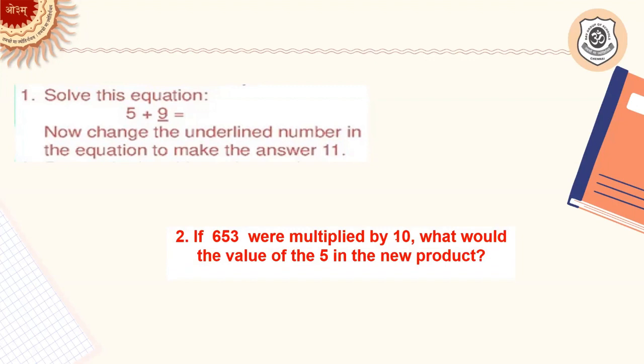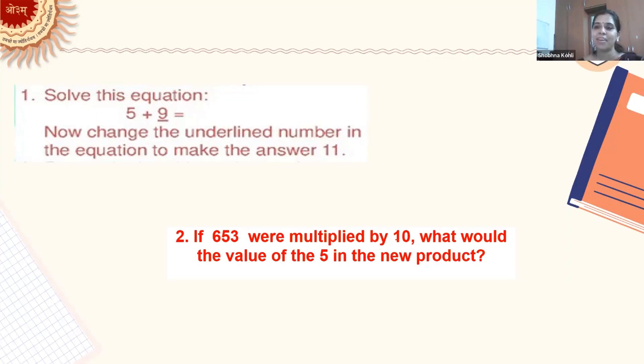If 653 were multiplied by 10, what would be the value of the 5 in the new product? Yes. So Sundari ma'am, you can see the word multiplied. The child should know the meaning of multiplying. Then what is the meaning of product? Then what will be the value? Value is nothing. We are talking about place value. Place value. Correct. Now the place value of 5. The child should not get confused. So instead of using value, we can make it place value.